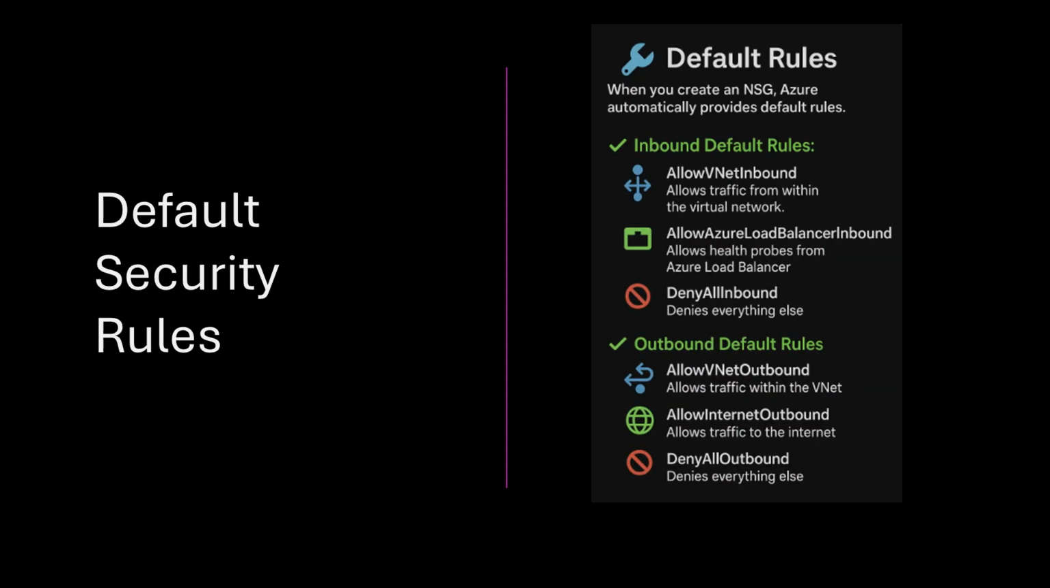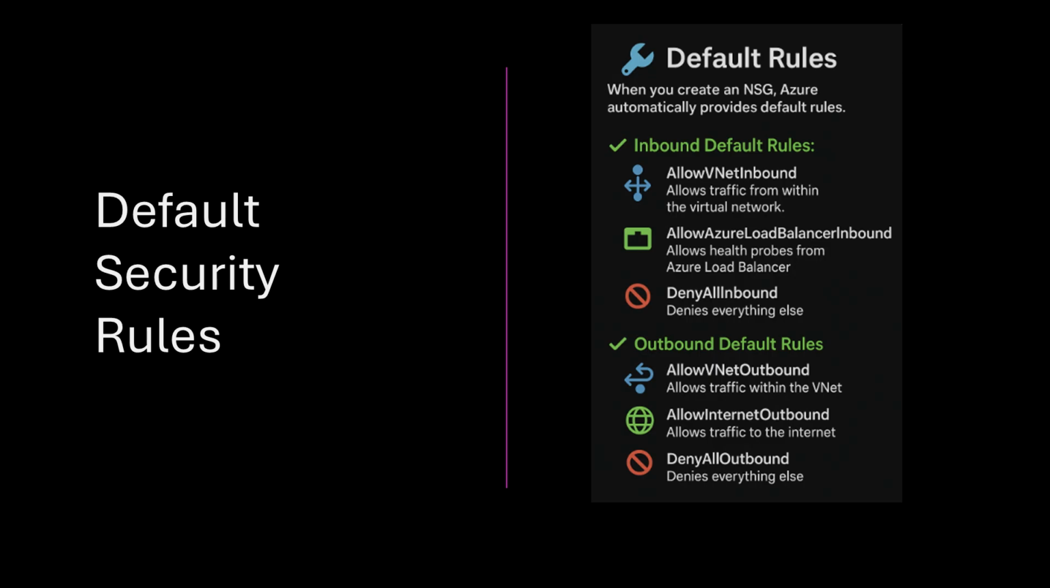When you create a network security group in Azure, you are automatically provided with a set of default rules that form the baseline for network traffic control. You can't delete these rules, but you can absolutely override them when needed. For inbound traffic, Azure allows communication from within the virtual network through the Allow VNet Inbound rule, and it also permits health probes from Azure Load Balancer using the Allow Azure Load Balancer Inbound rule. Everything else trying to come in is blocked by the Deny All Inbound rule.